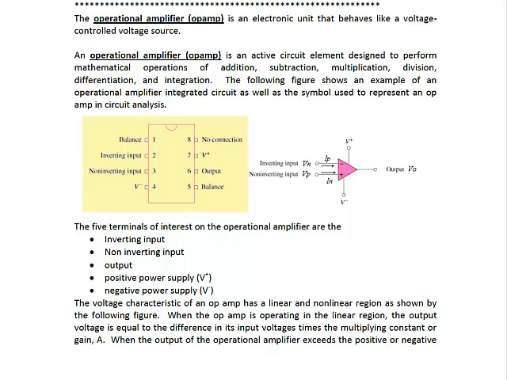The voltage characteristic of an op-amp has a linear and a nonlinear region, and we will take a look at this. Basically, it's decided by the power rails. So when the op-amp is operating in the linear region, the output is equal to the difference in its input voltage times the multiplying constant or the gain, and it's in between the power rails. You can never get more voltage out of an op-amp than what you power it. So in other words, if the power is positive and negative 15 volts, you're never going to get more than positive or less than negative 15 volts on the output of the op-amp.